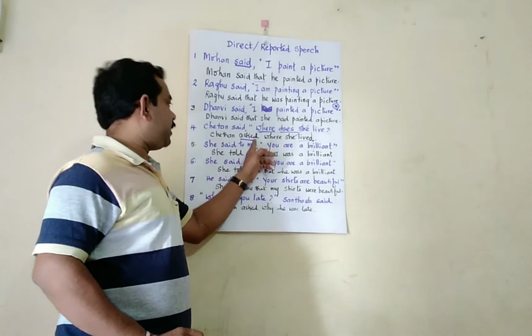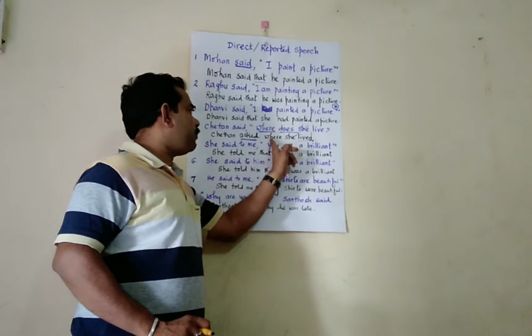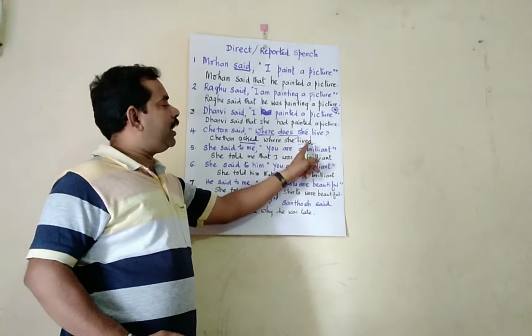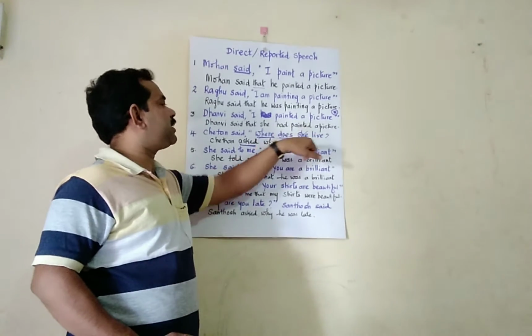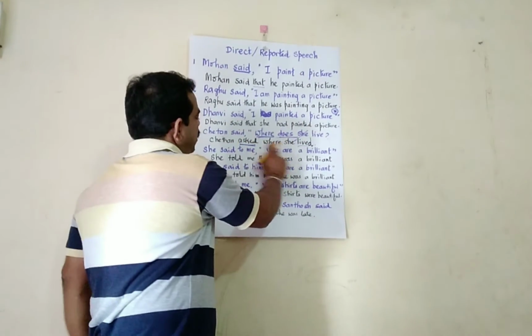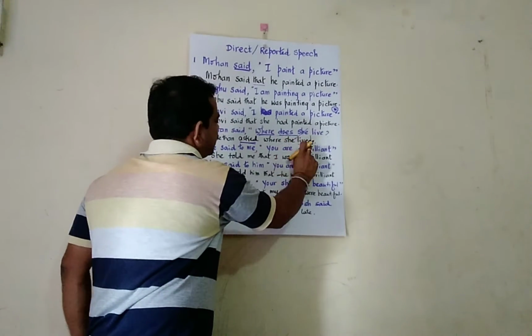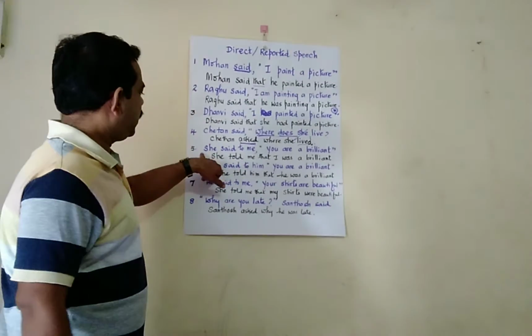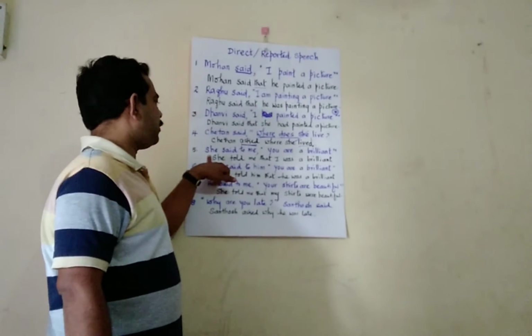While reporting, you have to take that form into a statement: where she lived. Lived means does is there, and she lives when it comes to the present tense. Now, in reported speech, it should be changed. It ought to be changed to past tense: where she lived. Now, let us move to the fifth example.